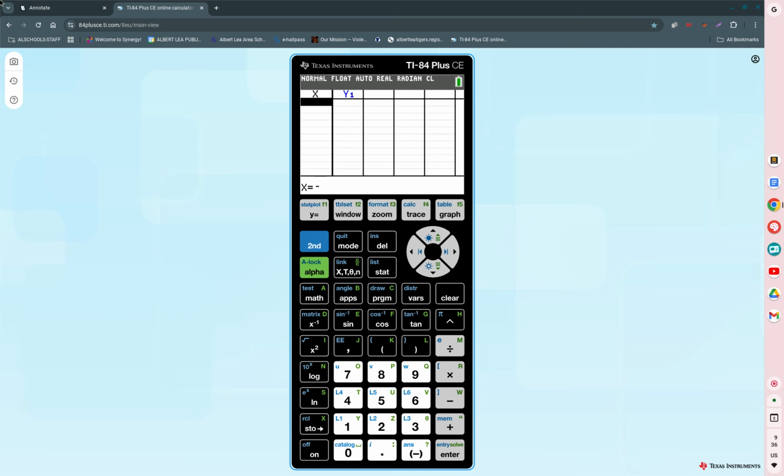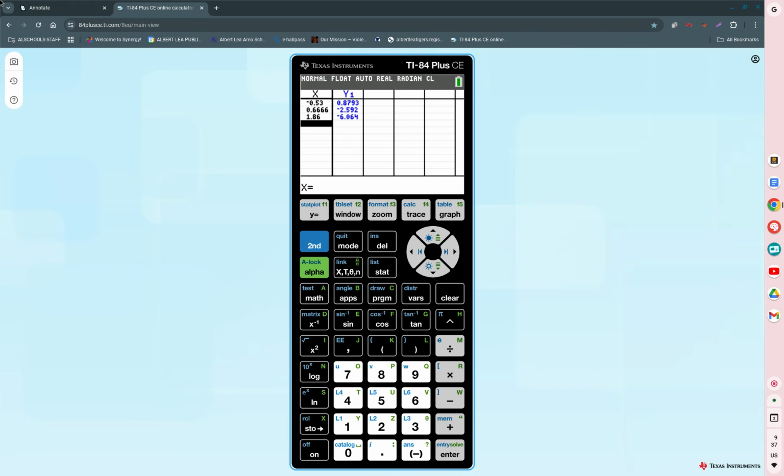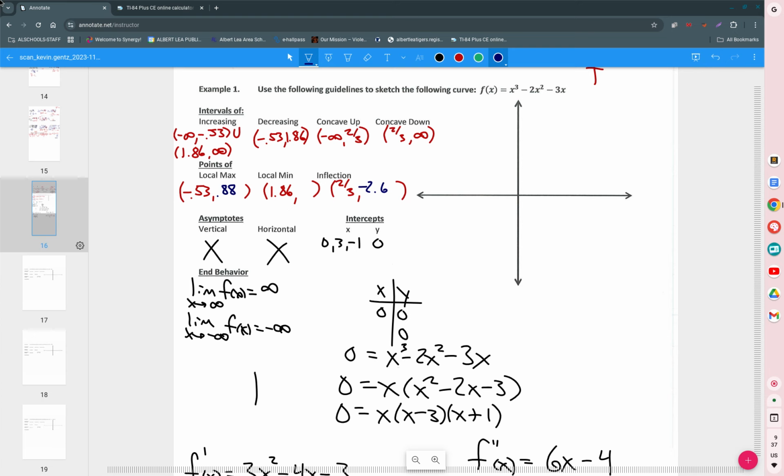I believe we had a negative 0.53. I believe we had a 2/3 or 0.6 repeating. And I believe we also had a 1.86. And those are producing y values for me that I can make use of. I've got 0.88, 0.88. I have negative 2.6. And then I also have negative 6.06.